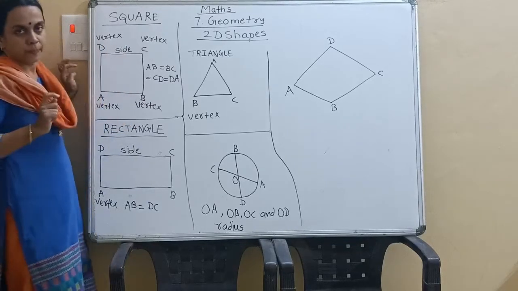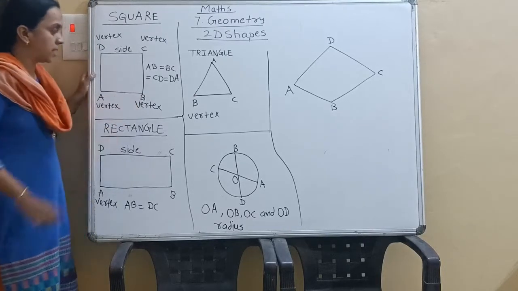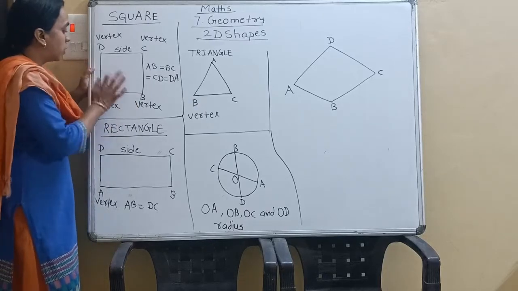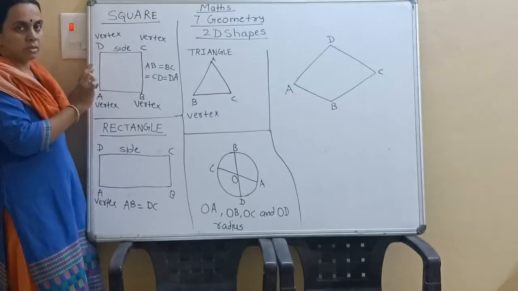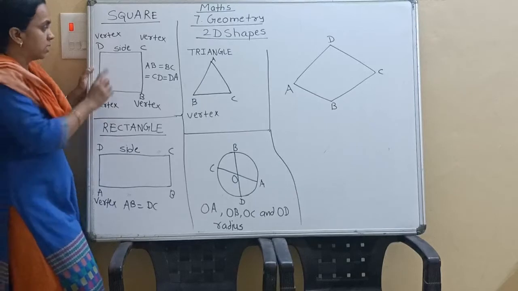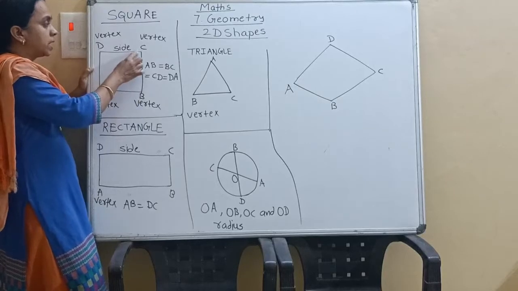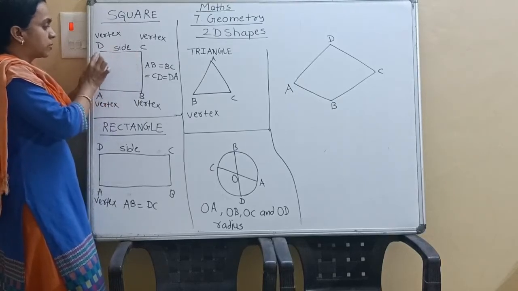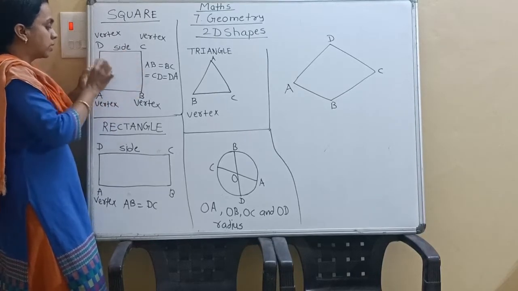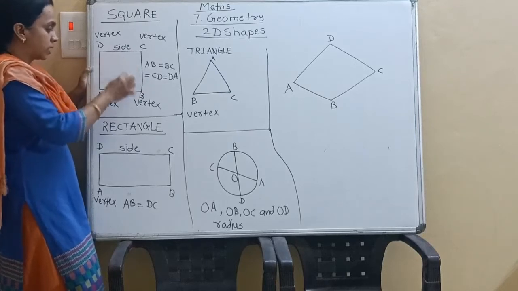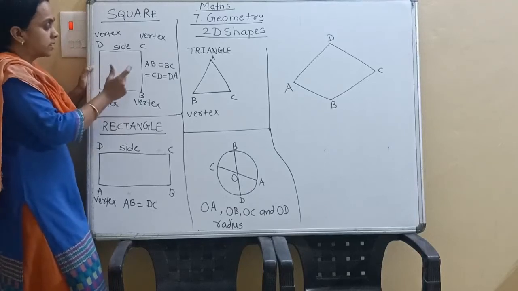The name of this square is ABCD. As I already told you, all four sides, 1, 2, 3, 4, are equal. That is called a square. Now see, side AB equals side BC equals side CD equals side DA. These are the four sides of a square, totally equal in length. That is why it is called a square.